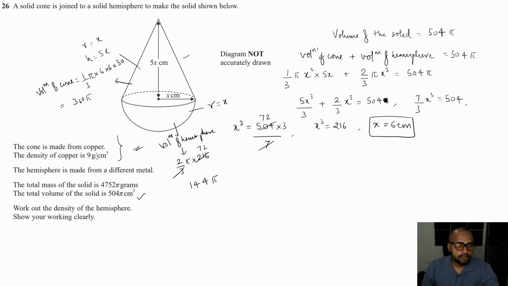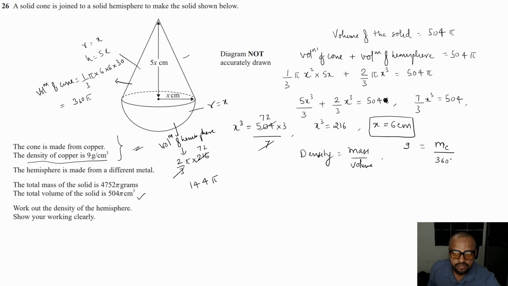Now we know that the density of the copper is mentioned here, that is 9 gram per centimeter cube. We know what is density, students? Density is given by mass upon volume. So copper, the density is already given. We do not have the mass of the cone, so it will be represented by M subscript C, and volume of a cone we have already written, that is 360 pi.